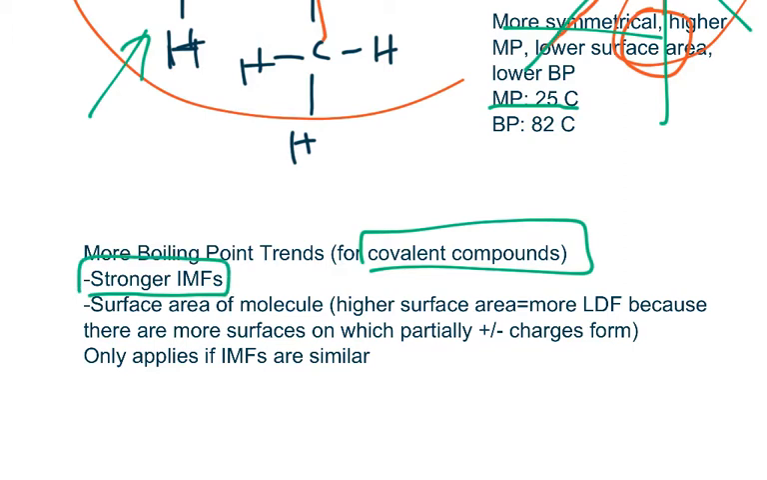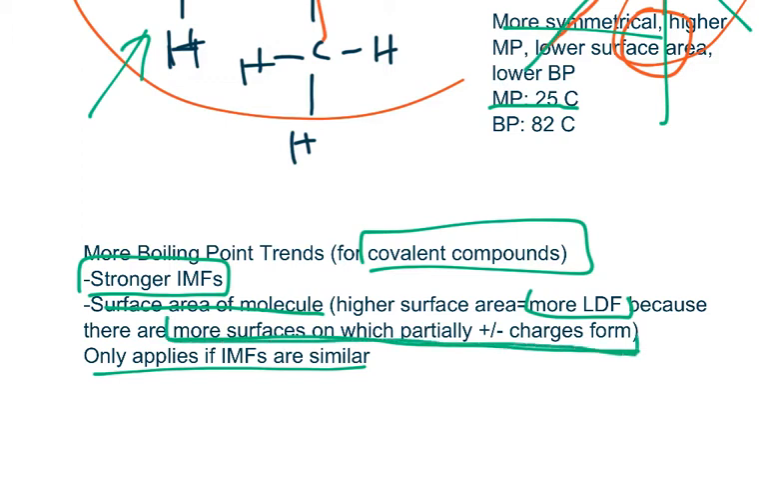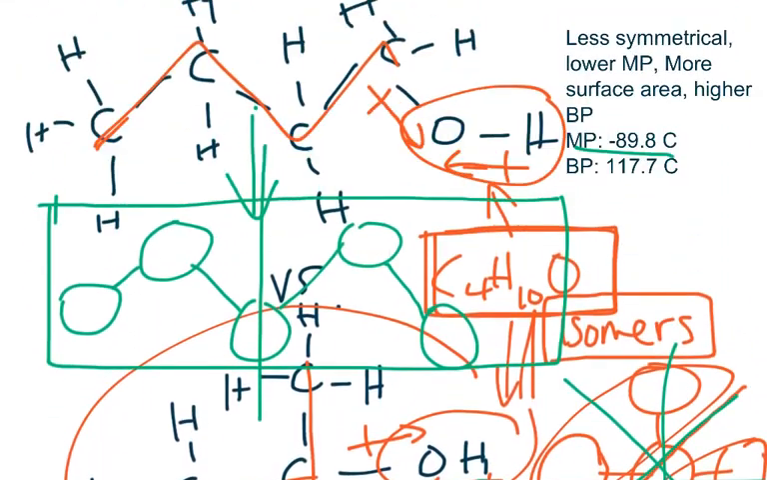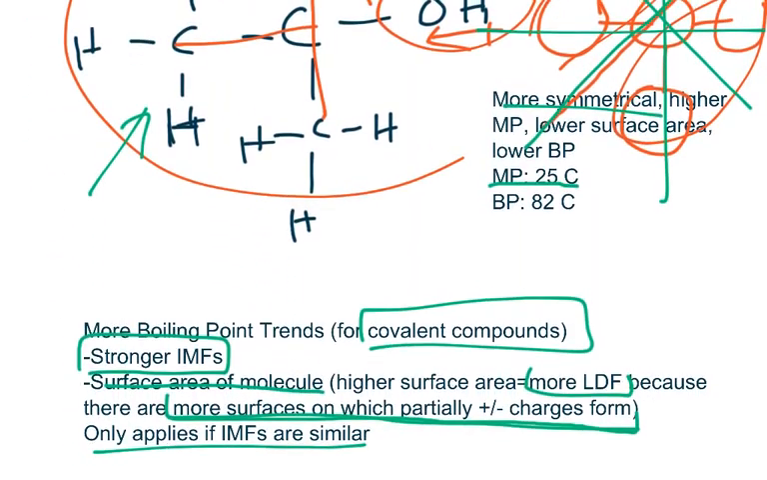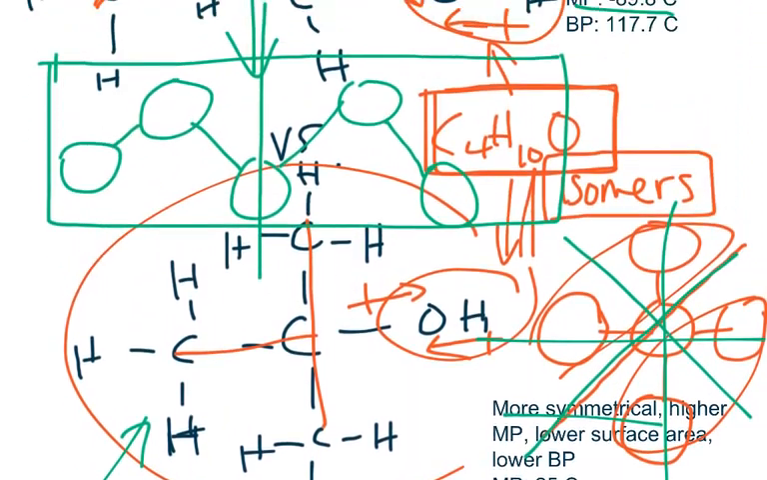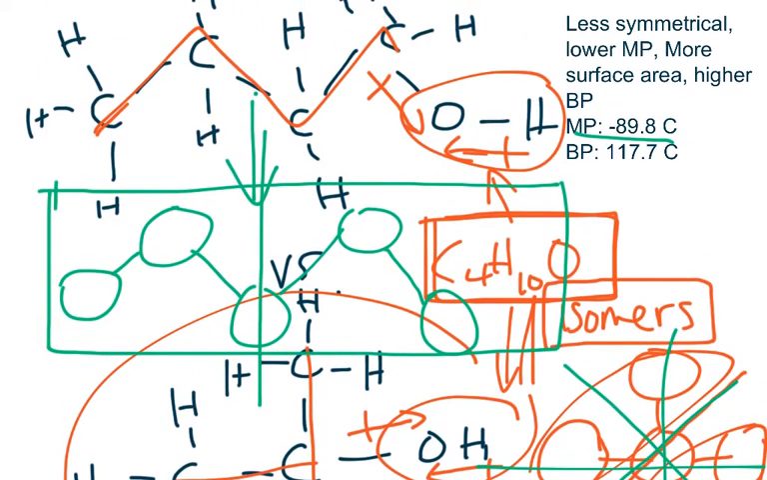But what if the LDFs are similar? If they are similar, then the surface area of molecules will result in a higher LDF force, which results in a higher boiling point, because for a higher surface area, there are more surfaces on which positive/negative partial charges can form. So we know that these two molecules have similar IMFs, or intermolecular forces, so we have to compare them by looking at their surface area.